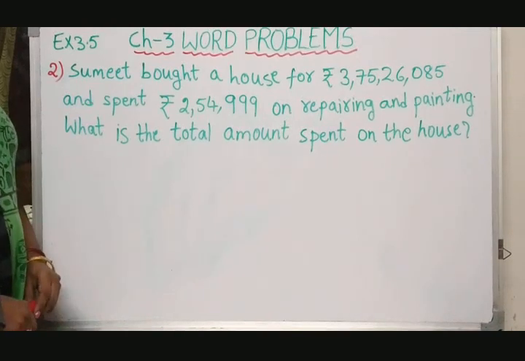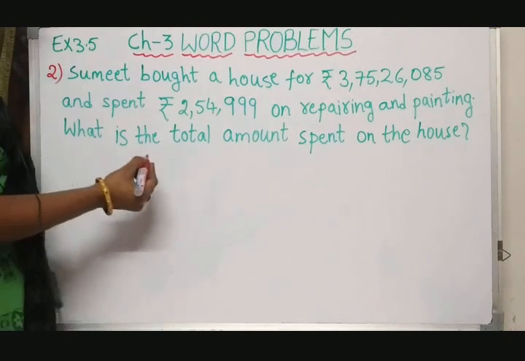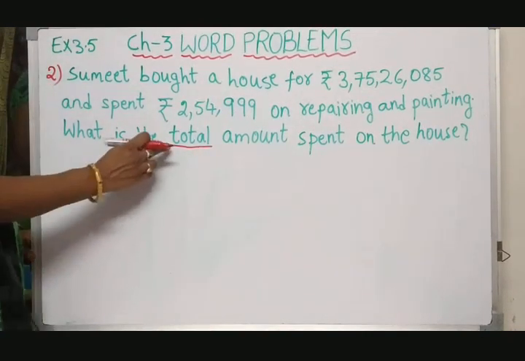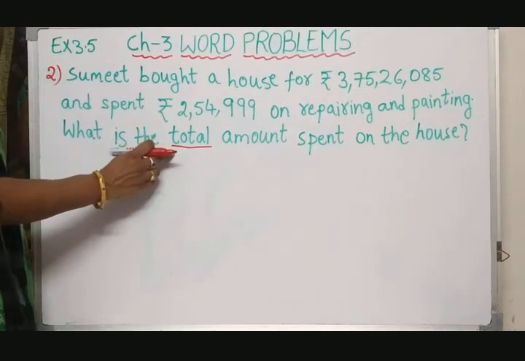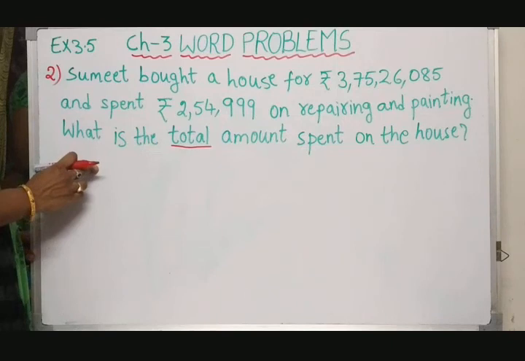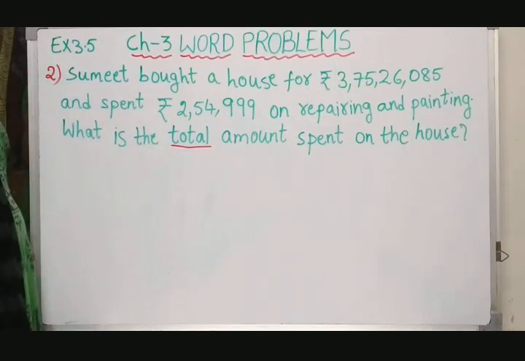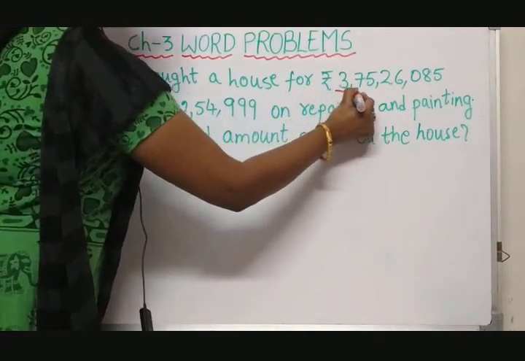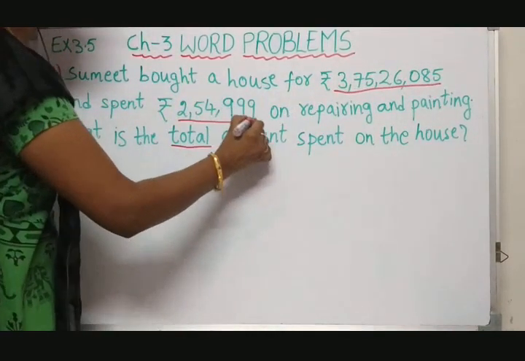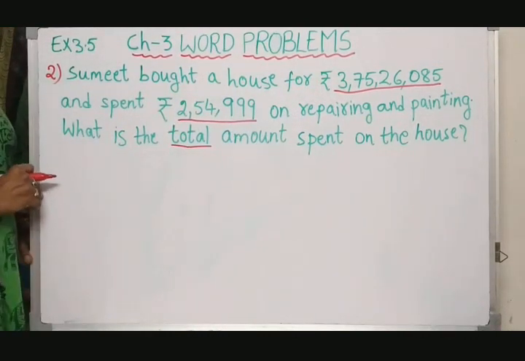While reading the question, you should come across the keyword. What is the keyword here? The word total tells you that you have to do addition operation. So, when you write a story sum, you have to first identify the keyword. After identifying the keyword, underline the numbers which are given so that you will not copy the numbers wrongly. Now, let us write the solution.